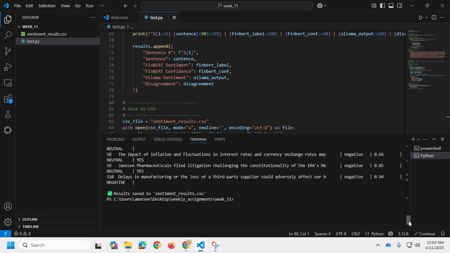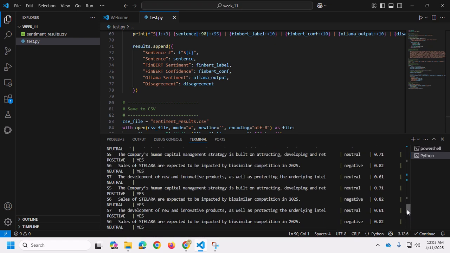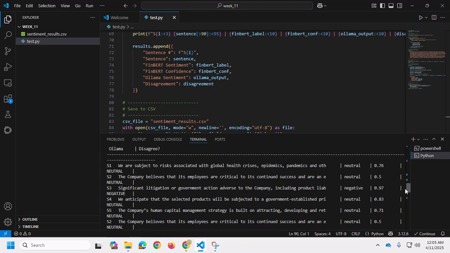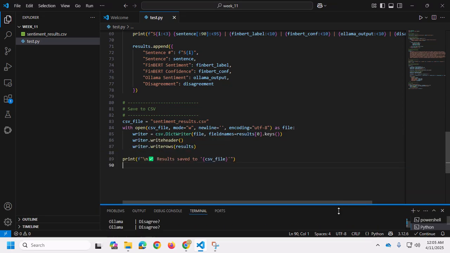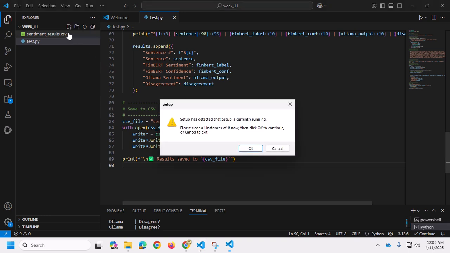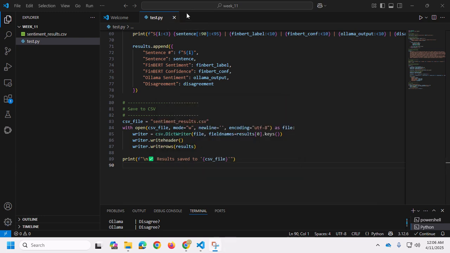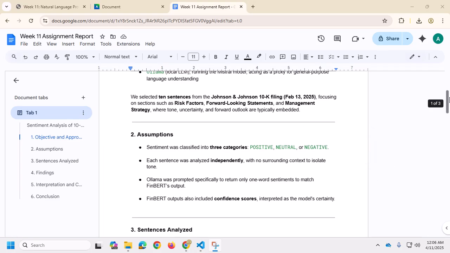So you can see that the code has run. That was successful, but I'm not going to show you this way. Oh yes, and the CSV file that came out as a result is this one over here. Hold on. So yes, the CSV file that came about after running this code is right over here, sentiment results CSV. Let me show you the sentences first that were going to be analyzed.